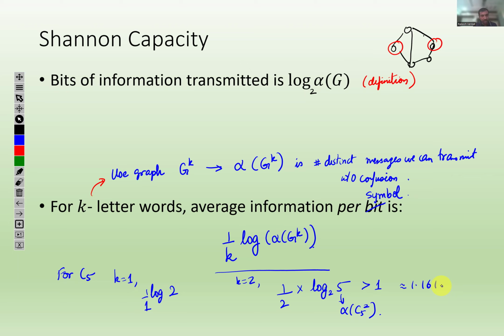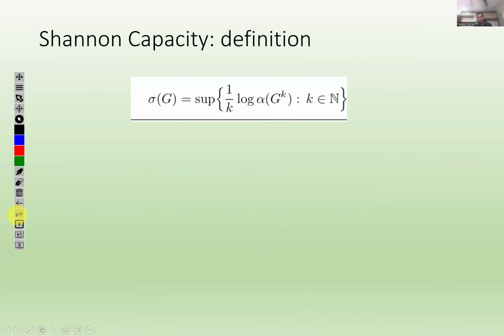As computer scientists, or in information theory, people are typically interested in this: how efficient is your transmission? That is, per symbol or per use of the channel. Notice that if I'm transmitting from C5 squared, I'm using the channel twice per message. But per use, how much useful information am I going to get across to the output? This quantity is a measure of that, and this is the quantity that we look to optimize: 1 over k log of alpha of G power k.